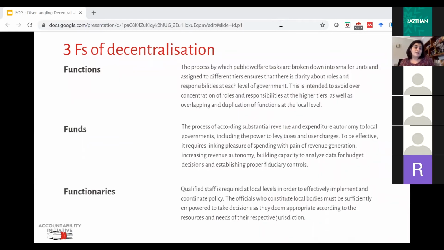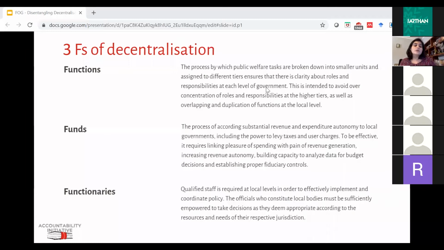And so this is one way of thinking about it. The other way of thinking about it is just remembering these three words, and I won't go into detail, but the three F's of decentralization, which is functions, so the work that is assigned, the responsibility that is assigned; the funds, that is, once the responsibility has been assigned, are the funds available; and the third, functionaries, that once the functions and the funds are there, are there functionaries who have the capacity, or is there capacity at the local level or at subnational levels to actually complete the work.